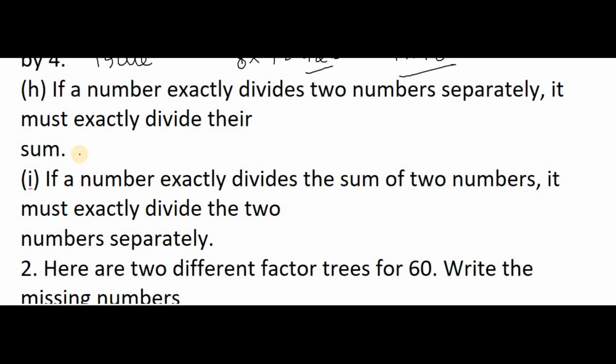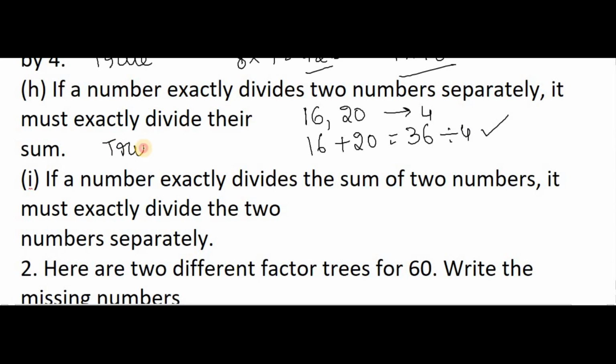Okay, so if a number divides exactly two numbers, I'll just take two numbers, that is 16 and 20. These two are divisible by 4, and what they are saying is it must exactly divide their sum also. Okay, if I add these two numbers, what I'll get? 36. Yes, 36 is divisible by 4. So the answer is true.